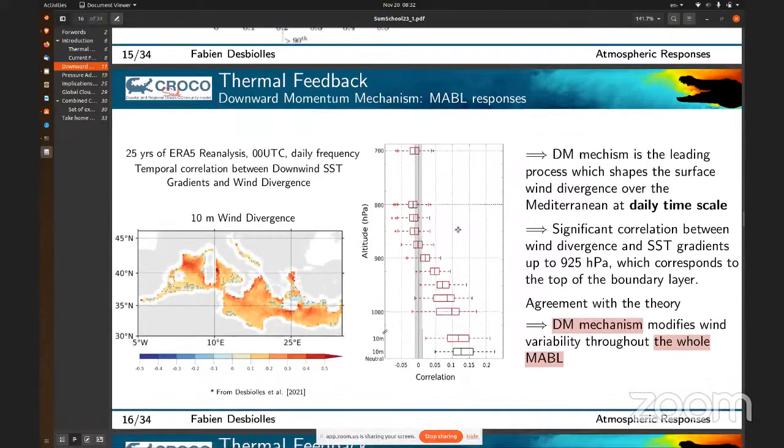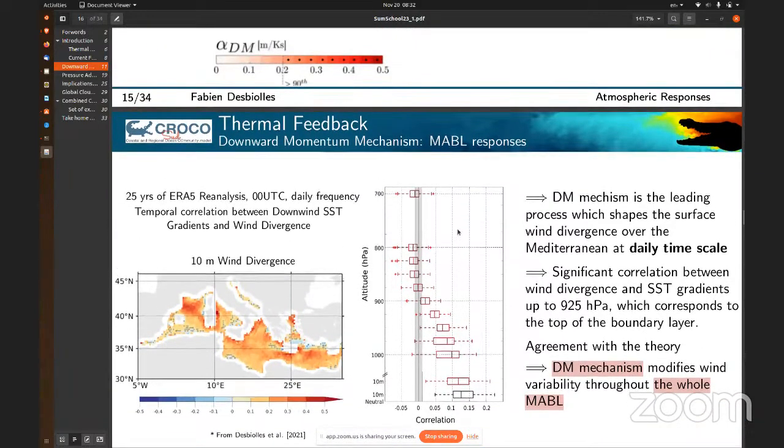Okay, so far we have talked about surface wind. Let's take a look.